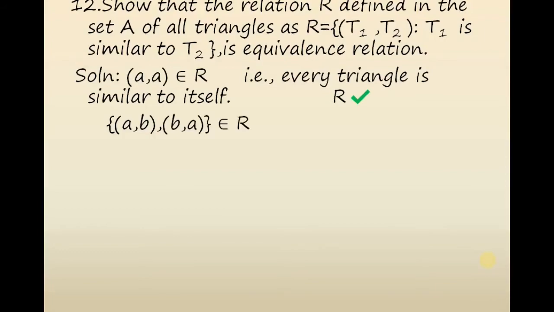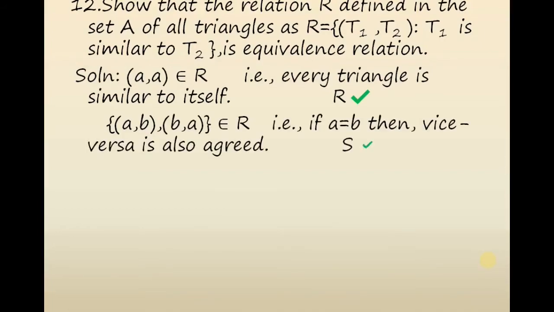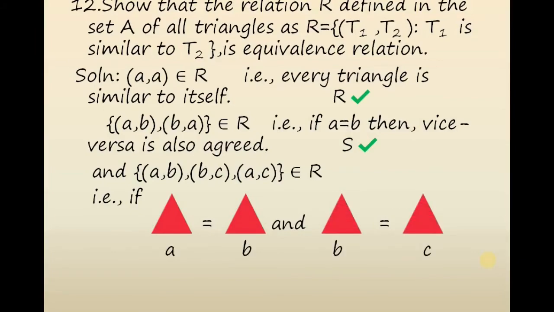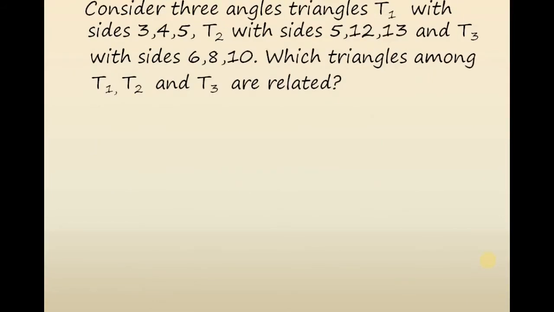Let's see for symmetric. It must be in the form of (a, b) and (b, a), which means if triangle A and triangle B are similar, that means B and A are similar. So it is symmetric. Let's go for transitive. A must be equal to B and B must be equal to C, and obviously A is equal to C, right? So you can see here, if triangles A and B are similar and B and C are similar, basically A and C are also similar. So it is transitive.